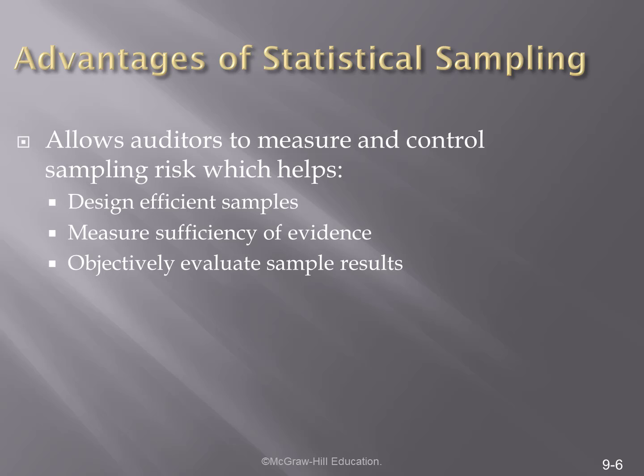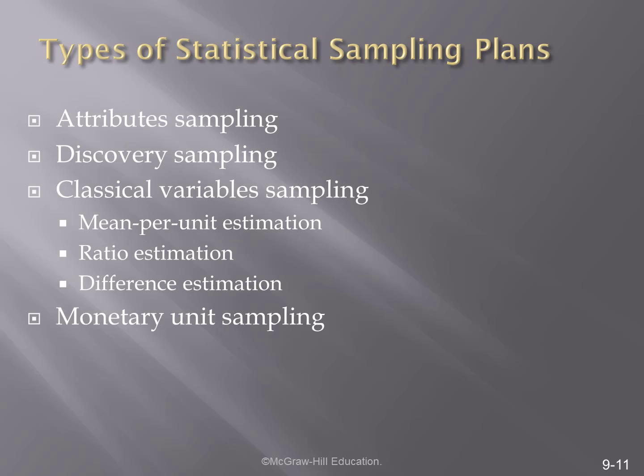The advantage of this is that we're able to design efficient samples. We're able to measure the sufficiency of the evidence and objectively evaluate sample results. Again, with statistical sampling, the goal is to take the sample and extrapolate this to the entire population, so the conclusions that we make in the sample reflect the entire population. We will conclude this discussion to talk specifically about several types of auditing plans.